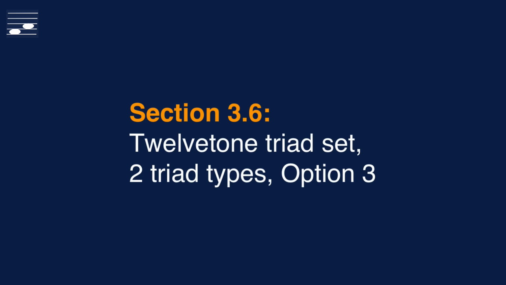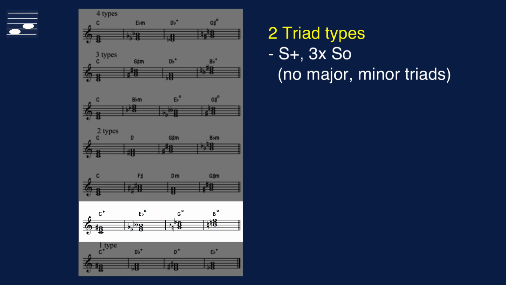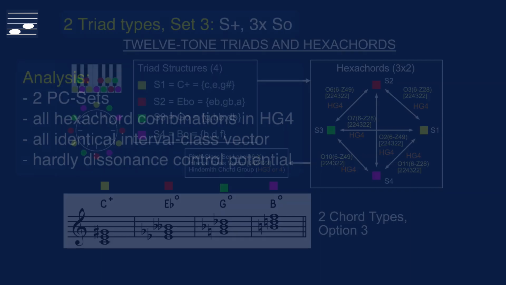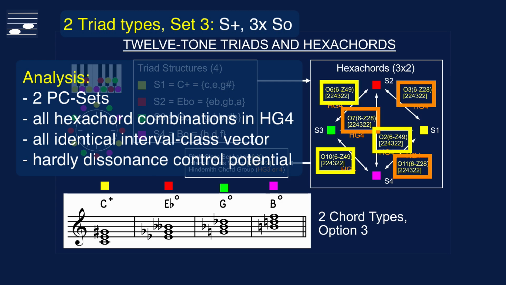And here is the third option for 12-tone triad sets with 2 chord types. This is special in the sense that it does not contain major or minor triads. Instead, there are 1 augmented and 3 diminished triads. Studying the pairwise triad combination into hexachords, we see only 2 pitch class sets.